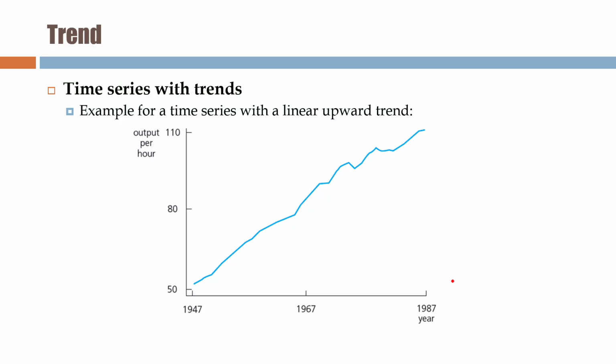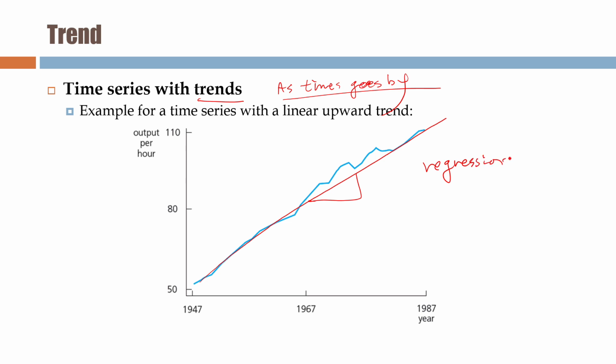Trend in a time series has a lot of different things. The trend means as time goes by, right? As time goes by, what happened? I know there's a little more fluctuation, but actually this is moving upward. And then we have a clear slope. So this is like the regression with the time.